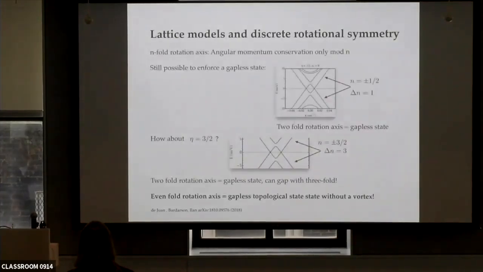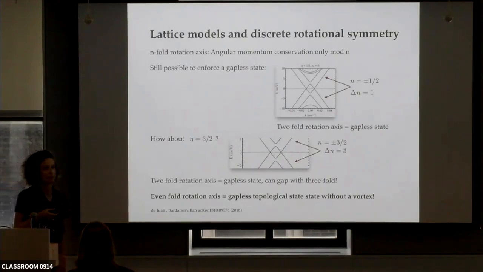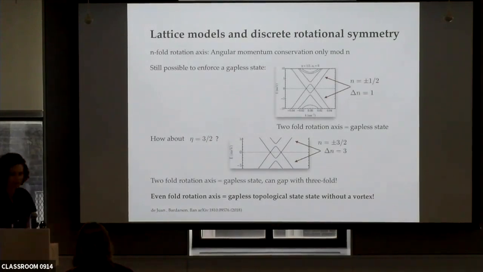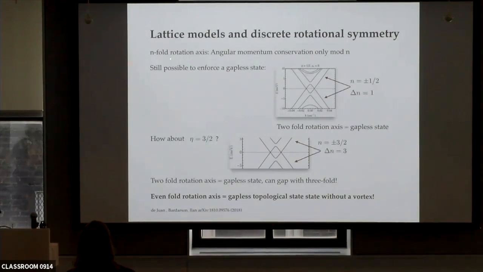Okay, so until now I've discussed quite an idealized model that has full rotational symmetry. We don't have cylinders in reality. What we have are lattice systems. So you might ask yourself how relevant this is to realistic systems. So we are going to look now at the role of discrete rotational symmetry versus continuous rotational symmetry. The difference is that if you have an n-fold rotation axis, your angular momentum is conserved only modulo n, not entirely conserved.